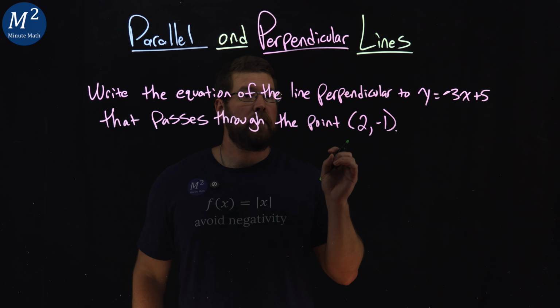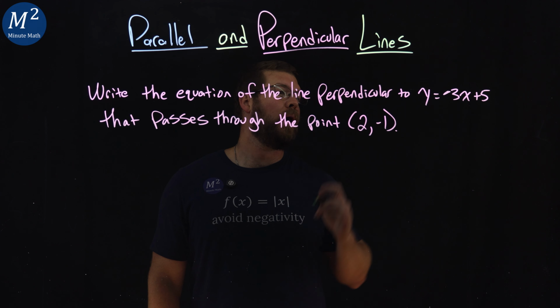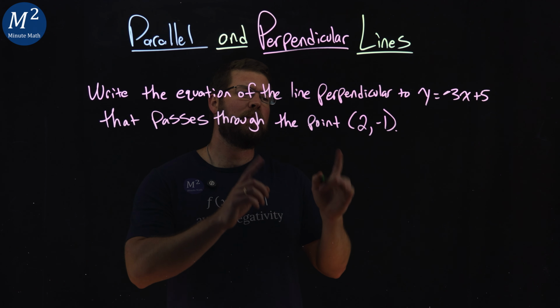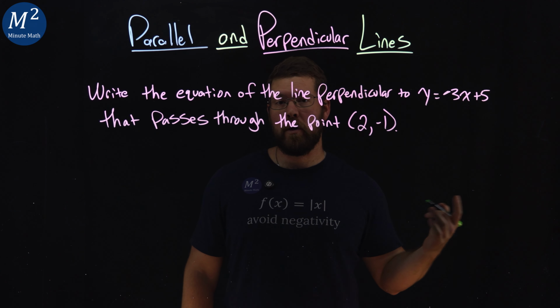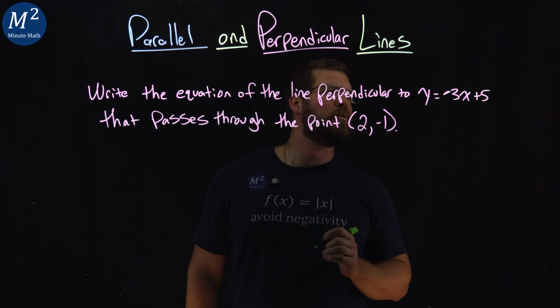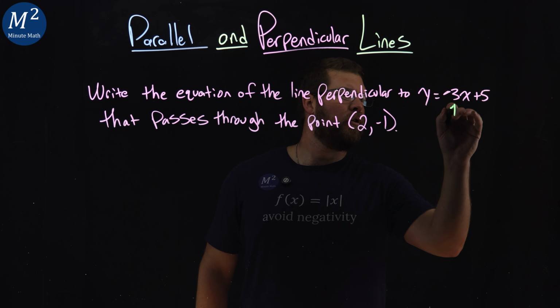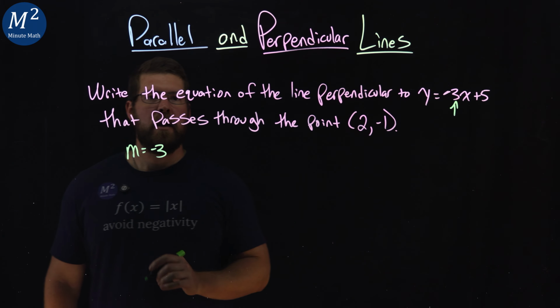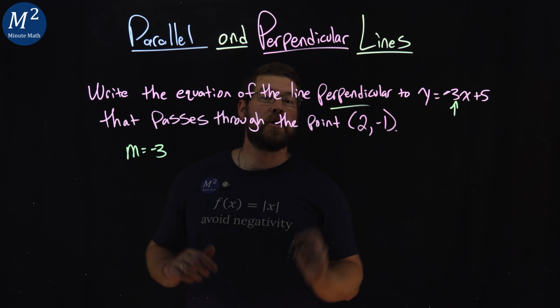Write the equation of the line perpendicular to y equals negative 3x plus 5 that passes through the point (2, negative 1). All right, let's get our first line here. y equals negative 3x plus 5. The slope is all I care about here, and that's negative 3. But we want the perpendicular slope.